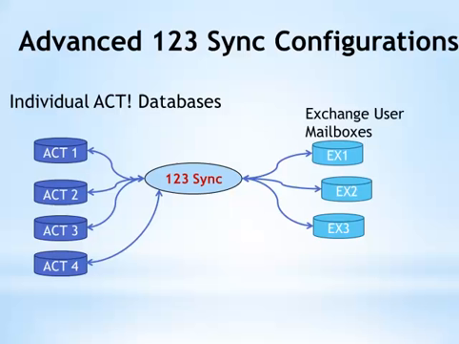In more advanced configurations within the 123 Sync engine, we actually support synchronizing multiple ACT databases to multiple Exchange mailboxes. And there's no limitation on the number of ACT databases or on Exchange mailboxes. So you can get as many items from ACT over to Exchange and vice versa.